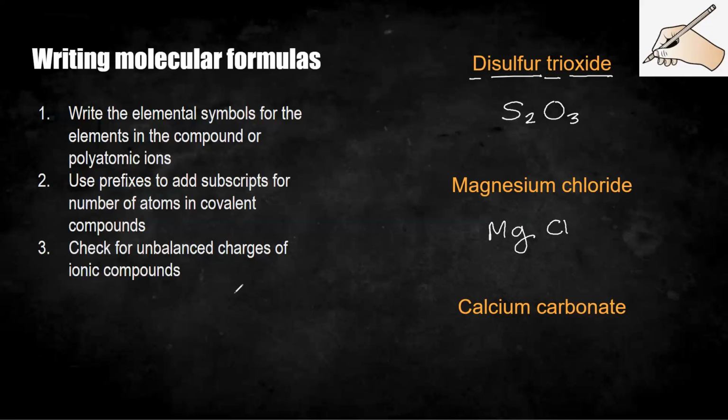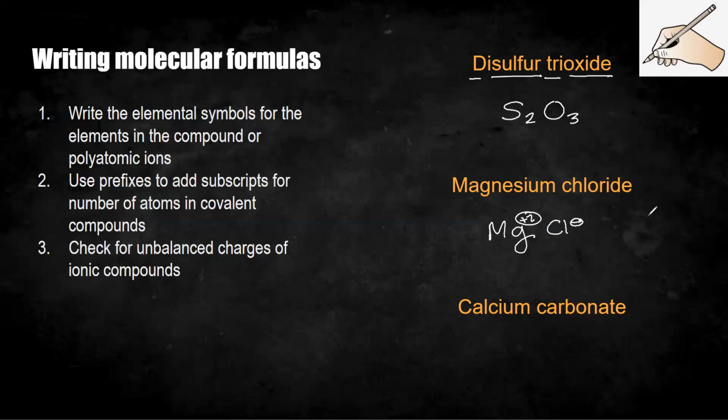Now I need to check for unbalanced charges of ionic compounds. So typically when chlorine has its octet full, it has a -1 charge. And magnesium, since it's a metal, it typically likes to give away. It has 2 valence electrons. It likes to give these away to form ionic bonds. So typically, magnesium has a +2 charge. Now we need to make sure that the charges on this compound add up to 0.